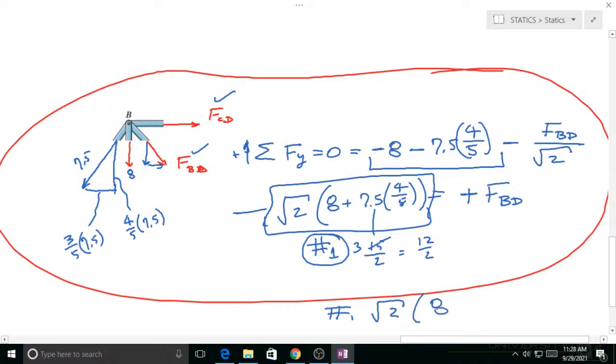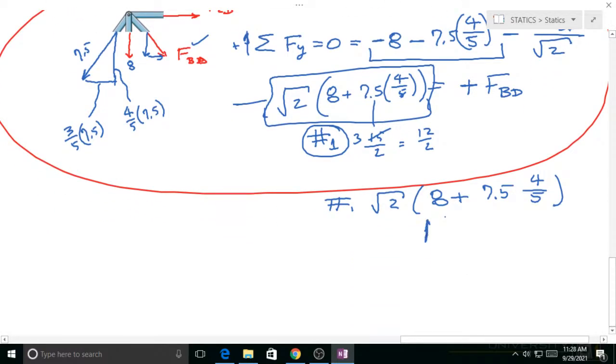Okay, now what is 8 plus 7.5 times 4/5? Let's see. What is 7.5 times 4 divided by 5? 6! 6 plus 8 is 14. God, if I'd have just completed that. So I got 14. That's what I get for being lazy that day. It was probably late in the day.